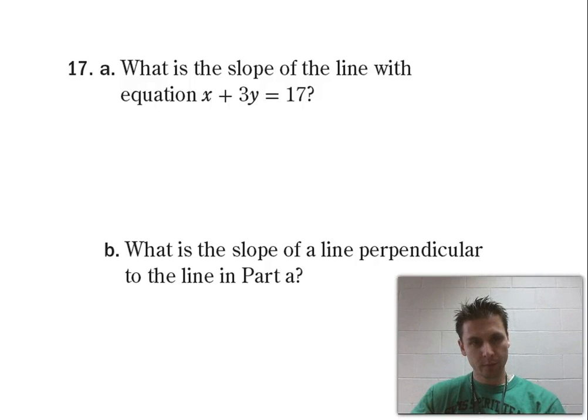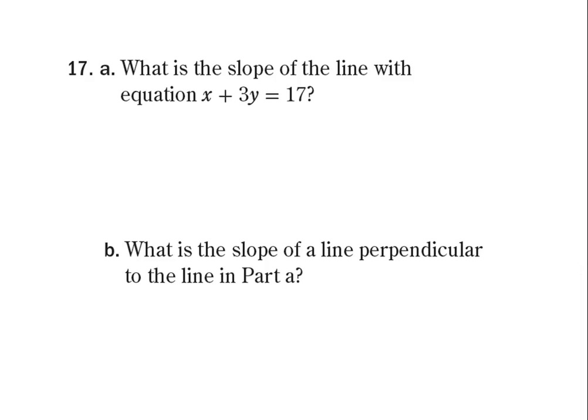Alright, we're going to do problems number 17, 18, and 19 from the Geometry Chapter 3 self-test. So here's number 17. 17a says, what is the slope of the line with equation x plus 3y equals 17?